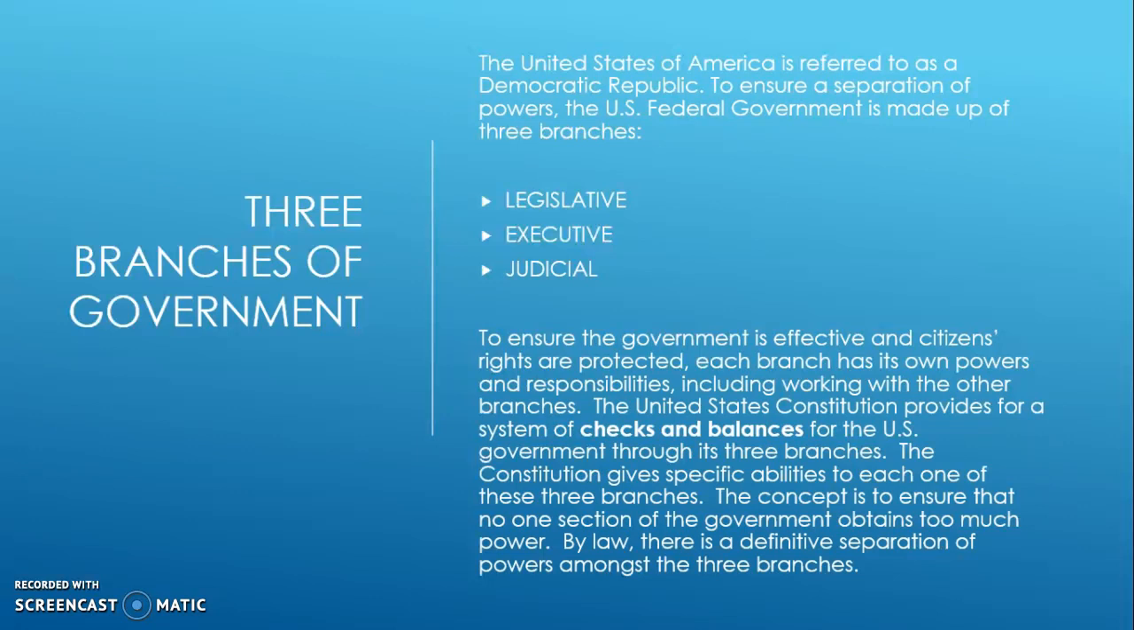The United States Constitution provides for a system of checks and balances for the U.S. government through its three branches. The Constitution gives specific abilities to each of these three branches. The concept is to ensure that no one section of the government obtains too much power. By law, there is a definitive separation of powers amongst these three branches.